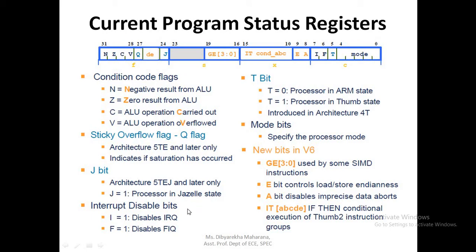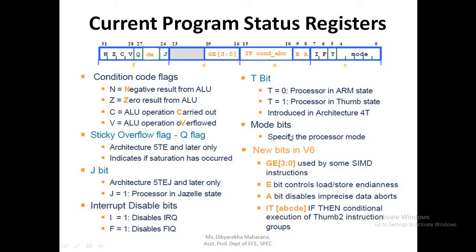Then come to the interrupt disable bits. Here are the interrupt disable bits I and F. I equal to 1 means it disables the interrupt request. F equal to 1 means it disables the fast interrupt request. Let's come to the T bit. If it is 0, the processor is in ARM state. If T equal to 1, the processor is in Thumb state. It was introduced in architecture 4T.